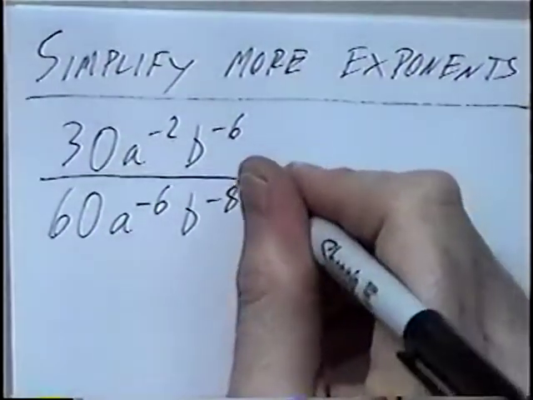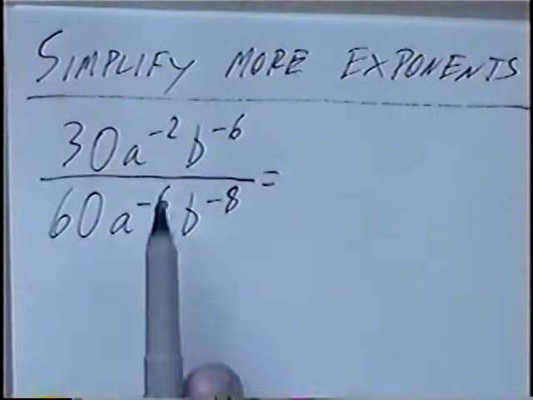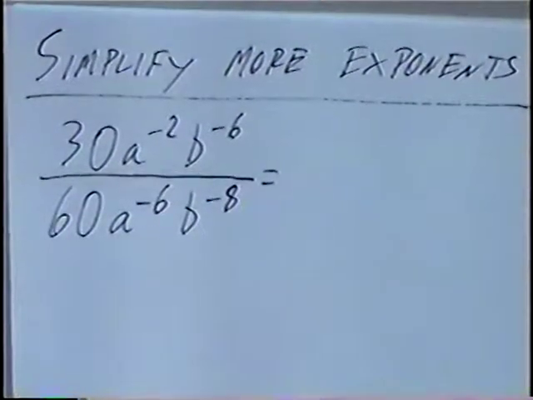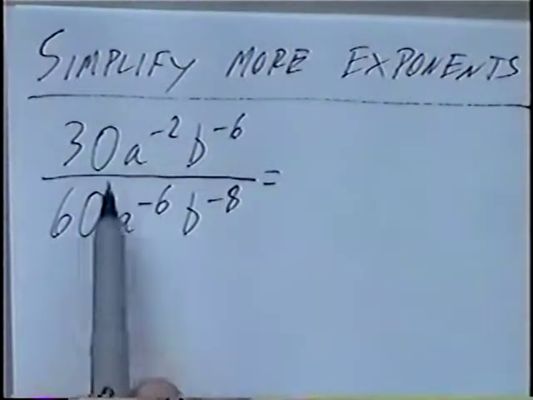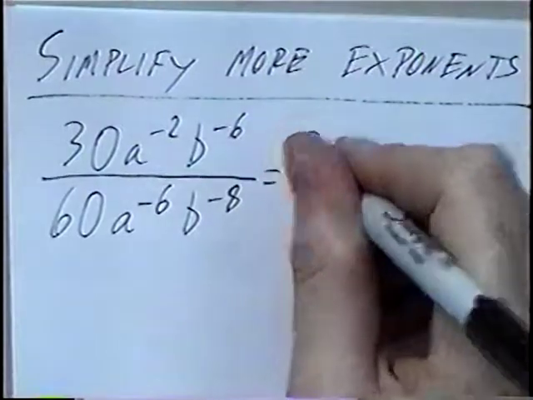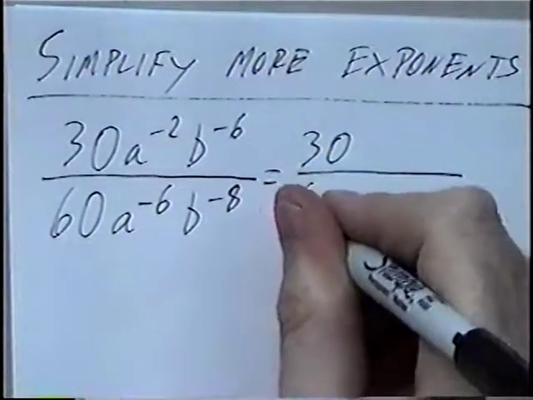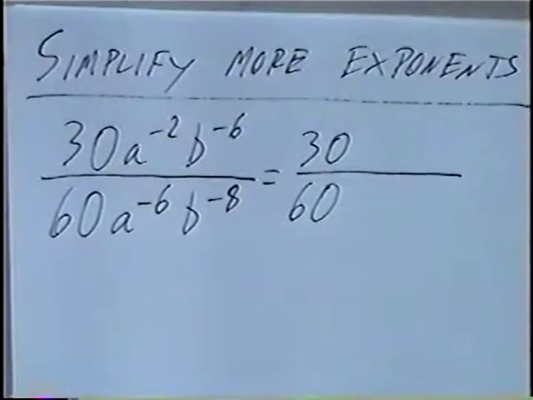Simplifying exponents. One of the first steps we can do to get rid of negative exponents is to take the reciprocal of each one. The coefficients 30 and 60 do not have negative exponents, so 30 would remain the same and 60 would remain the same.